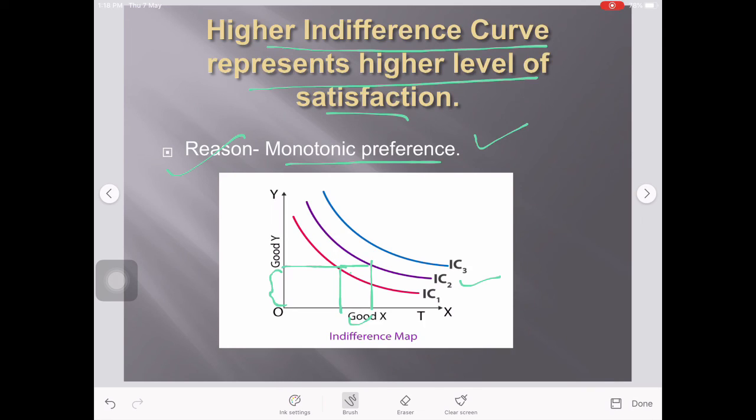As per monotonic preference, the consumer will prefer that bundle which contains more units of commodity. Similarly, when he gets a chance to go to IC3, that means he is getting more units of commodity X and same units of commodity Y. That's why he will be better off. And in this manner, we can say that higher indifference curve represents higher level of satisfaction.